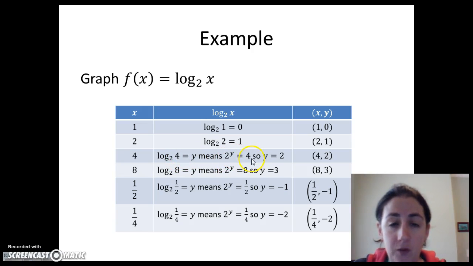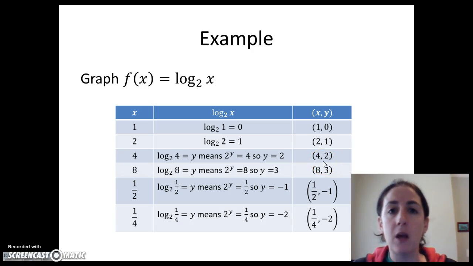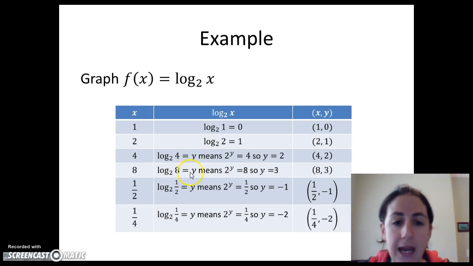2 to what power is 4? 2, so that's where the ordered pair (4, 2) comes from. Another good value to pick would be 8. Log base 2 of 8 gives you our y value. That means that 2 raised to the y equals 8. 2 to what power is 8? 3. So we get y equals 3. That's the ordered pair (8, 3).